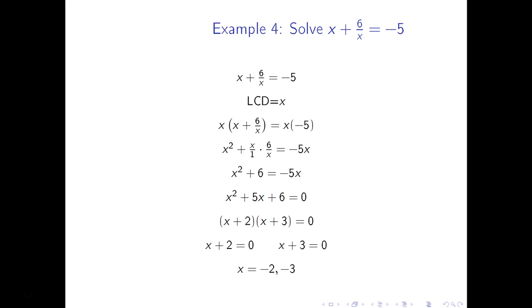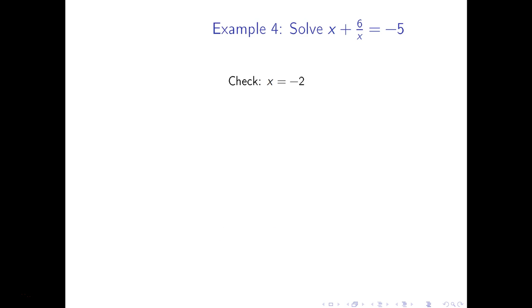All right, well, we need to check. So let's just check x equals -2 first. If you didn't check, I want you to pause it and check both answers. If you did check it, here's just a review. So I plug in -2. And 6 divided by -2 is, well, -3. And -2 minus -3 is -5. So good, yay, we won.